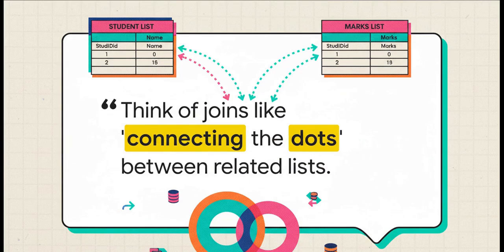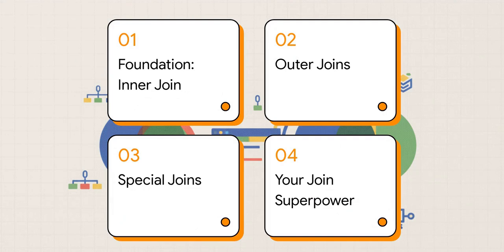Honestly, the easiest way to wrap your head around it is to think of it as just connecting the dots. You have one list of things and another related list of things. The join is what weaves them together using a common piece of information to create one big, useful picture. It's that simple.